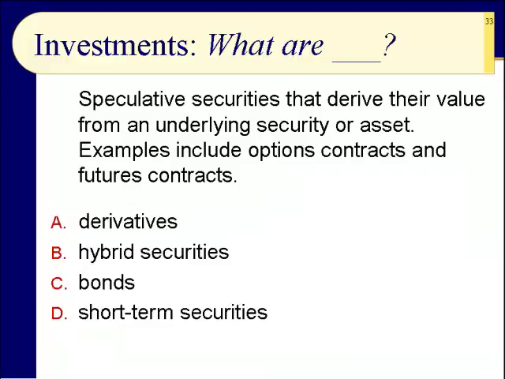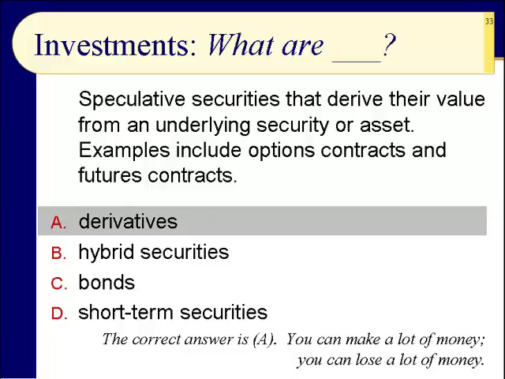And lastly, what are speculative securities that derive their value from an underlying security or asset? Examples include options contracts and futures contracts, or just options and futures. Derive, right. Hey, you already know it's not hybrid or bonds or short-term securities. It is derivatives.